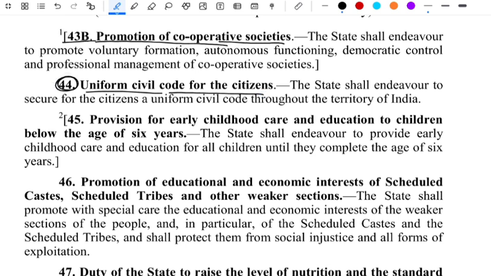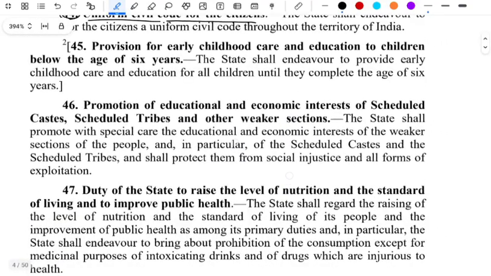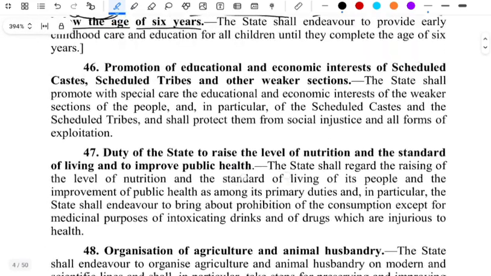You can remember that recently the Uttarakhand government has come up with the uniform civil code for the citizens. Next is article 45, the provision for early childhood care and education for children below the age of 6 years. Education for children is included in fundamental rights, fundamental duties and DPSP, all three. So this is a repeated PYQ question. You have to remember what article 45 is related to.